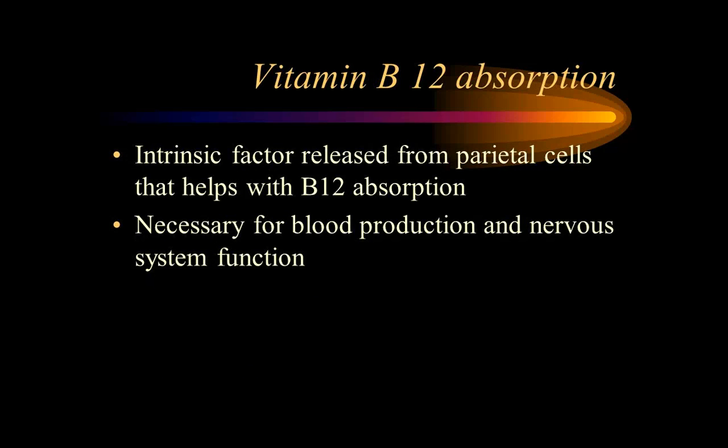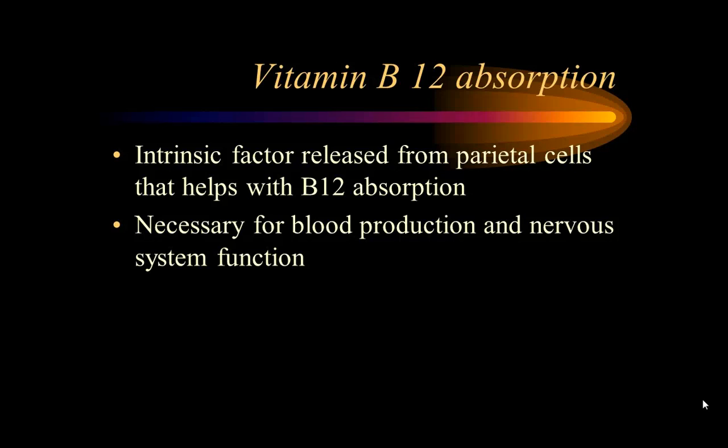Anatomy review. The other important factor for the stomach is the intrinsic factor, which is released from one of the two different types of cells in the stomach. The intrinsic factor works with vitamin B12. It binds to B12, which in turn allows it to be absorbed in the small intestine.